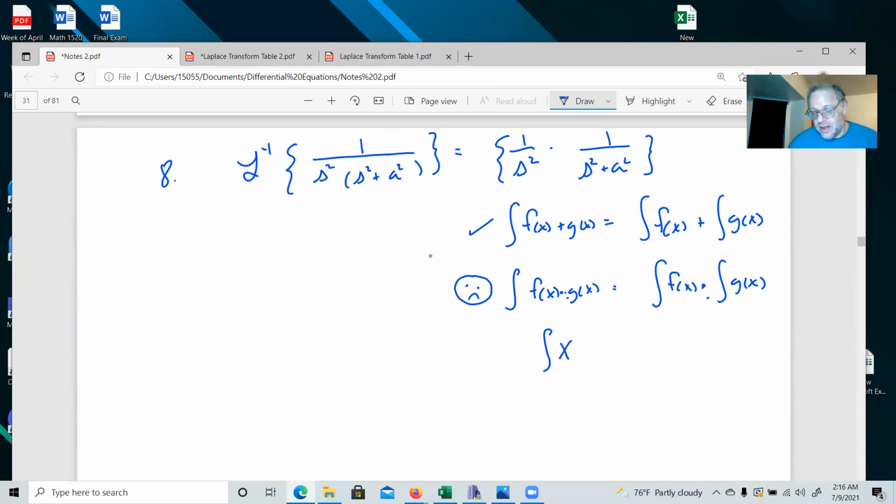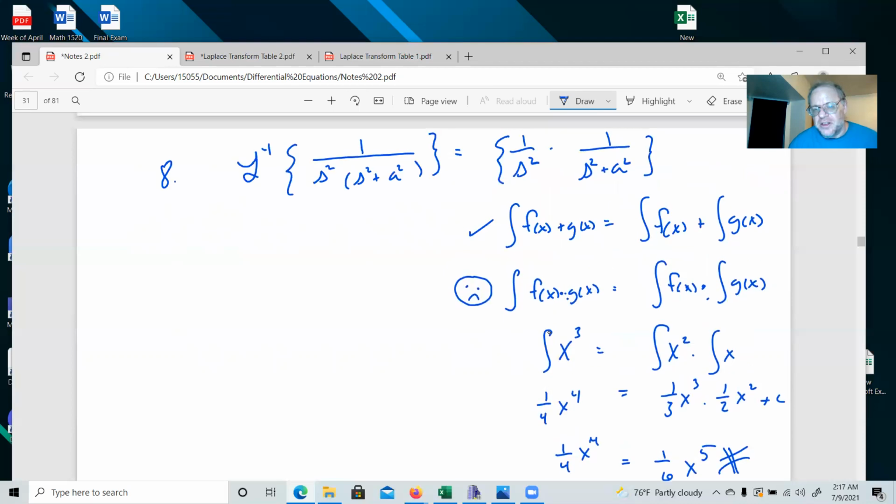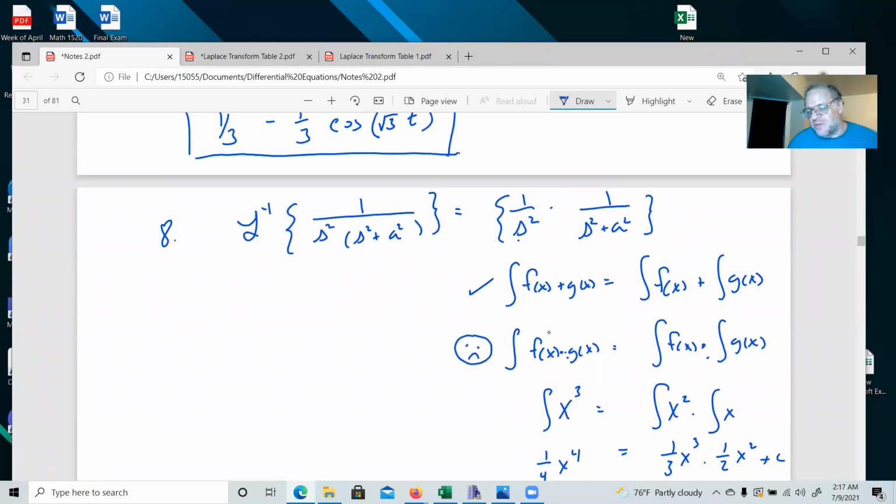Try it. x cubed, right? If we could pull them apart, this is x squared times x. So this is going to be 1/3 x cubed times 1/2 x squared, right? There's a couple more constants. And that's equal to 1/4 x to the 4th. Well, these are not the same. 3 times 2 is 6, x to the 5th. Like, that ain't right. Okay, so no, don't do that. That's a terrible idea. So if you have this, you're like, I could just take the Laplace transform of this times that. Like, no, you can't do that.